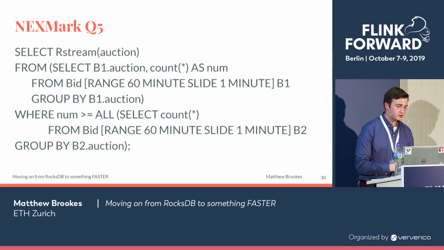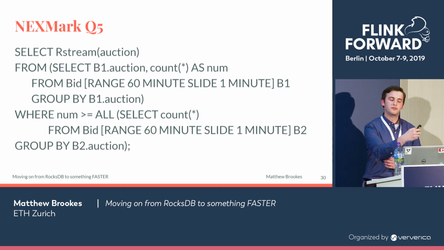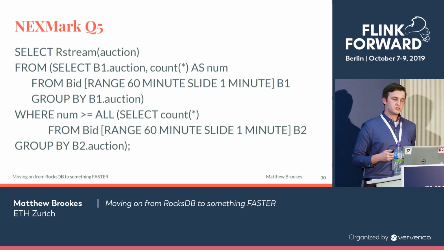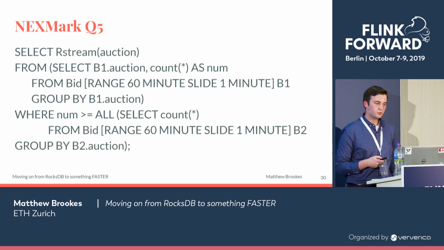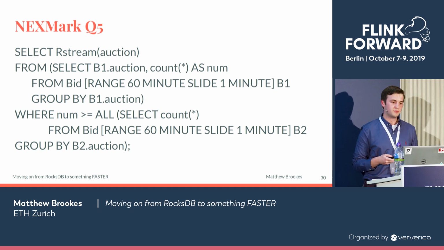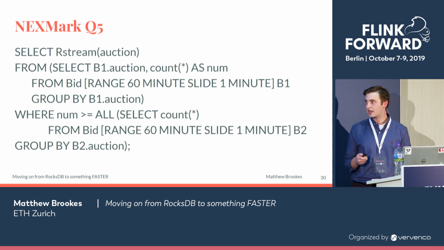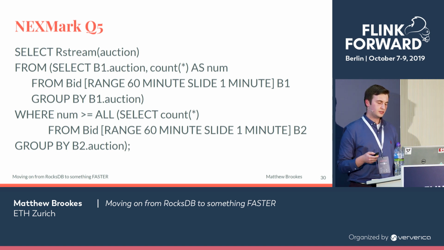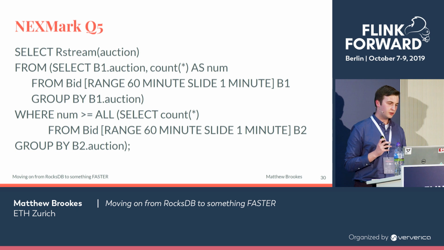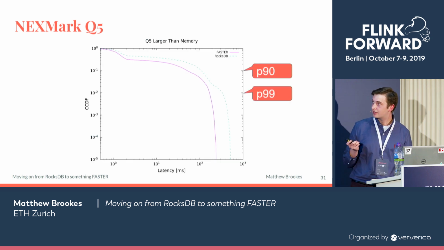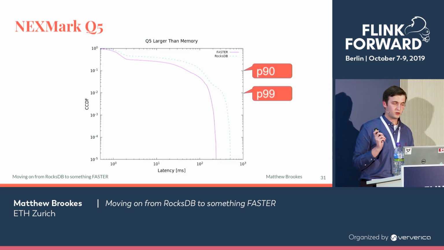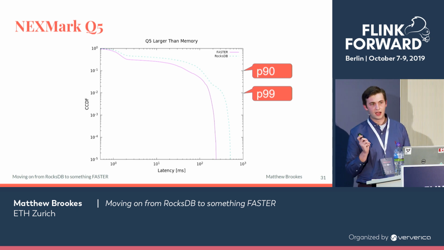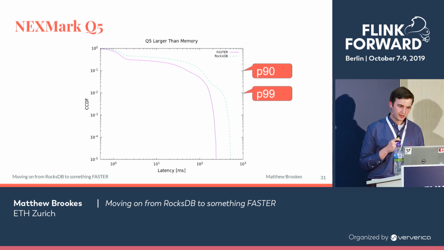I want to go now on to query 5. Query 5 is a bit different because now we have windowing. Here we have a sliding window, which is reporting the auction with the most number of bids. The state it's maintaining is a count for each auction, and then we're applying our windowing logic. If we look at the graph, it's much closer in this one, but still we see FASTER outperforming RocksDB.